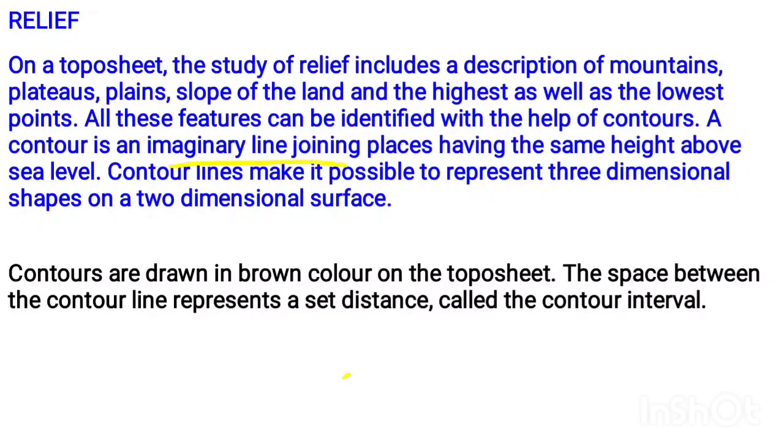A contour is an imaginary line joining places having the same height above sea level. Contour lines make it possible to represent a three-dimensional picture on a two-dimensional surface. Contours are drawn in brown color in toposheets. In toposheets, we identify contour as brown color, drainage as sky color, vegetation as green color, agricultural part as yellow color, and man-made features such as roads and settlements are denoted in red color, and the railway and other features in black color.